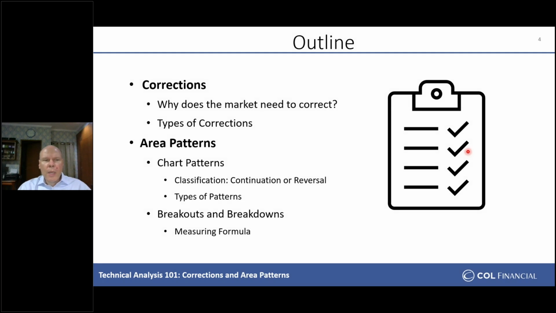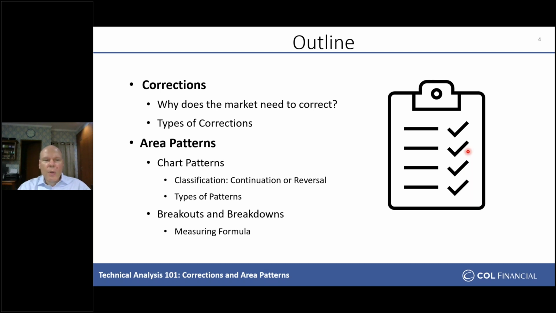So today we'll talk about two things, corrections and the area patterns. Now you might ask, what are corrections? Corrections are simply a pullback in price. And they pull back because the market needs to fix something. We'll talk about that so you can better understand it. And there are different types of corrections, which we'll outline for you later.